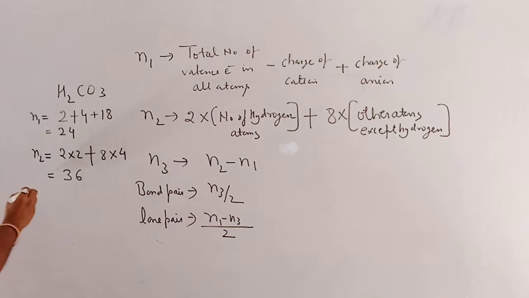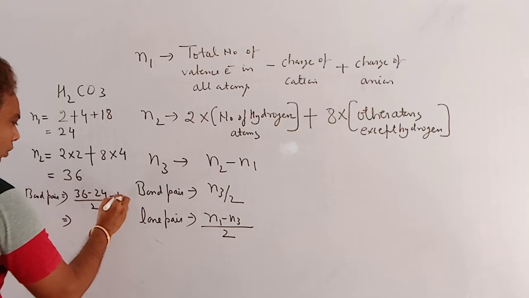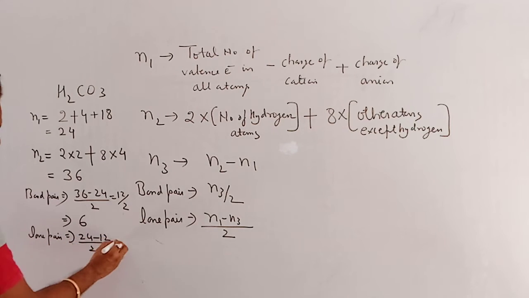So in case of H2CO3, the total number of bond pairs: N3 is 36 minus 24, which is equal to 12, divided by 2. So we have 6 bond pairs and the value of N3 is 12. So lone pair will be 24 minus 12 divided by 2, which is also 6. So here we have 6 bond pairs as well as 6 lone pairs.